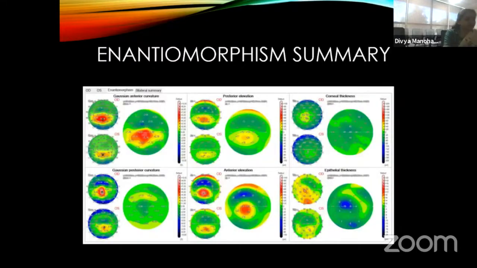Okay, next, coming to the enantiomorphism summary. Enantiomorphism is nothing but the mirror symmetry between the right and the left corneas. So you get a bilateral summary of both the right and the left eye. This basically helps in differentiating between the normal and the keratoconic corneas by analyzing the inter-eye corneal asymmetry, looking at certain parameters like the steep and the flat keratometry values, anterior elevation of the thinnest point, and parameters like that.